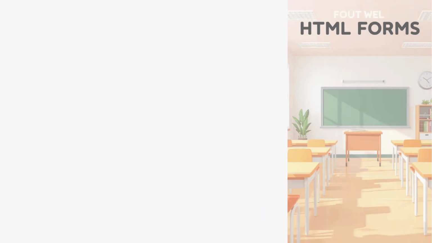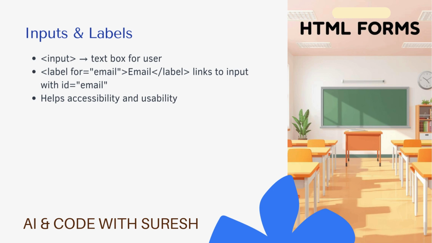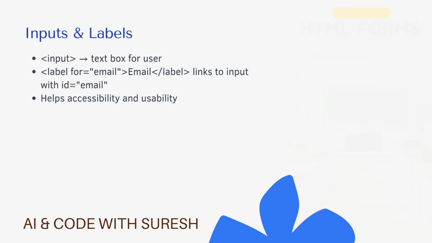Input and labels. The input tag is where the user types. It gets the input from the users. The label tag describes what the user should enter. Each label must be connected to its input using for and id.